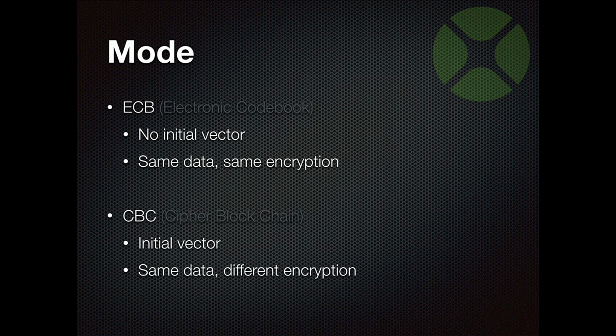CBC uses an initial vector, and with the same data, it's different encryption because the first block of data determines what the encryption of the next block of data will be, and that will determine what the next block of data will be, and so on down the line.